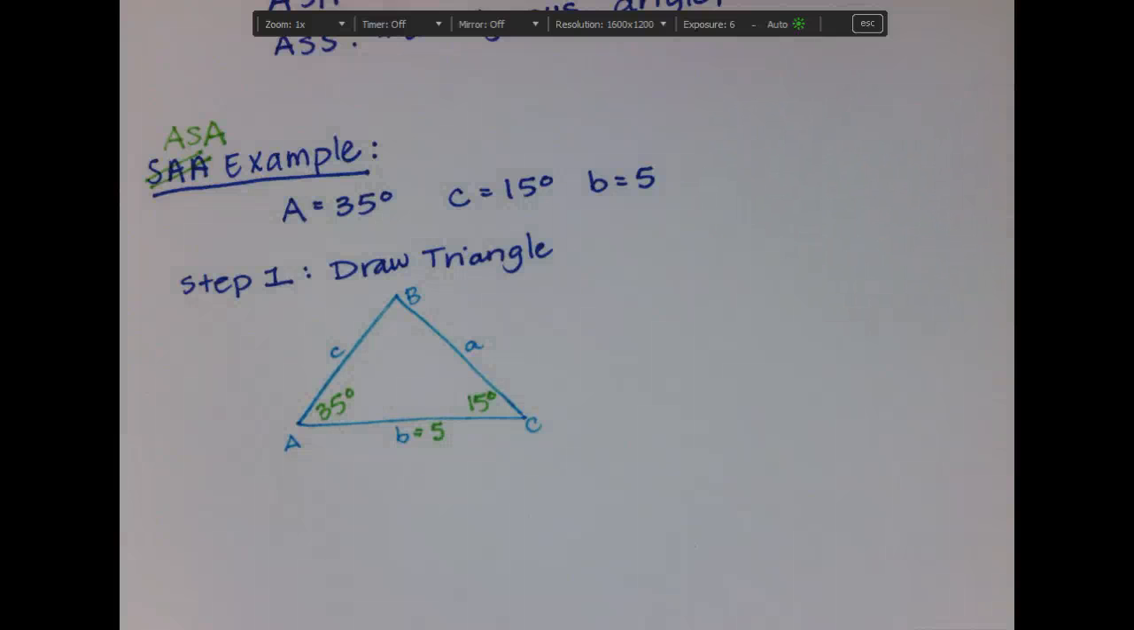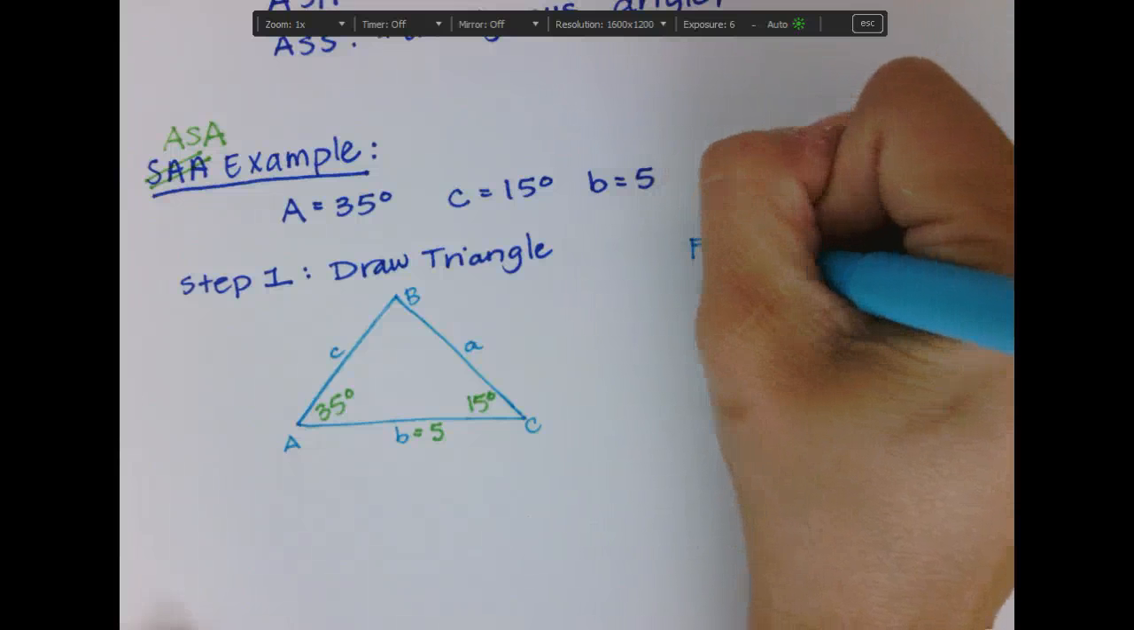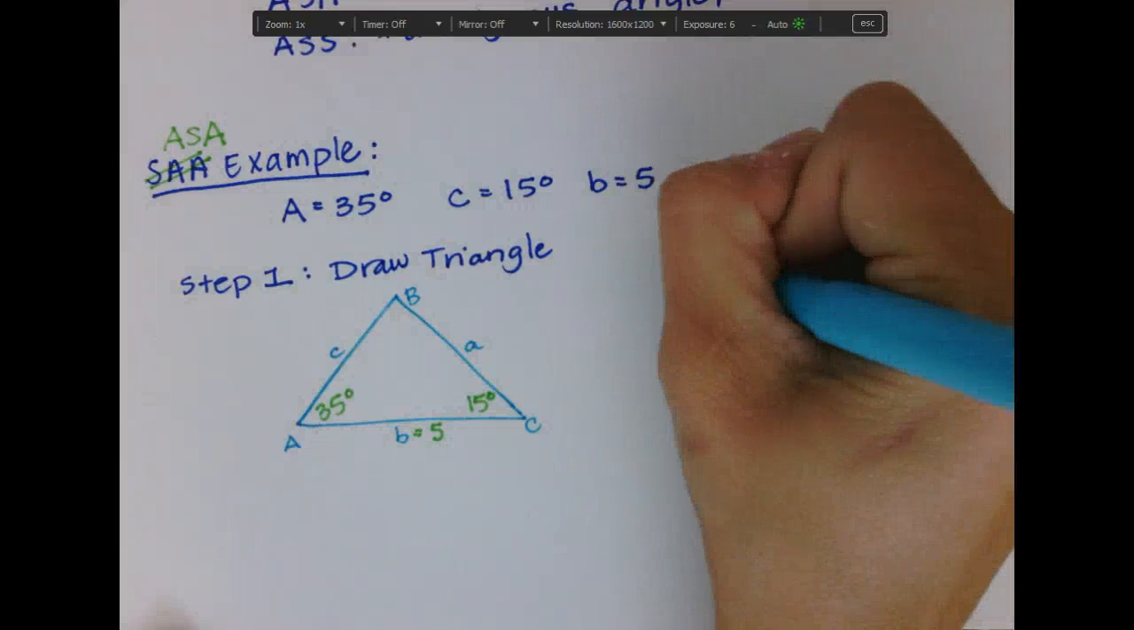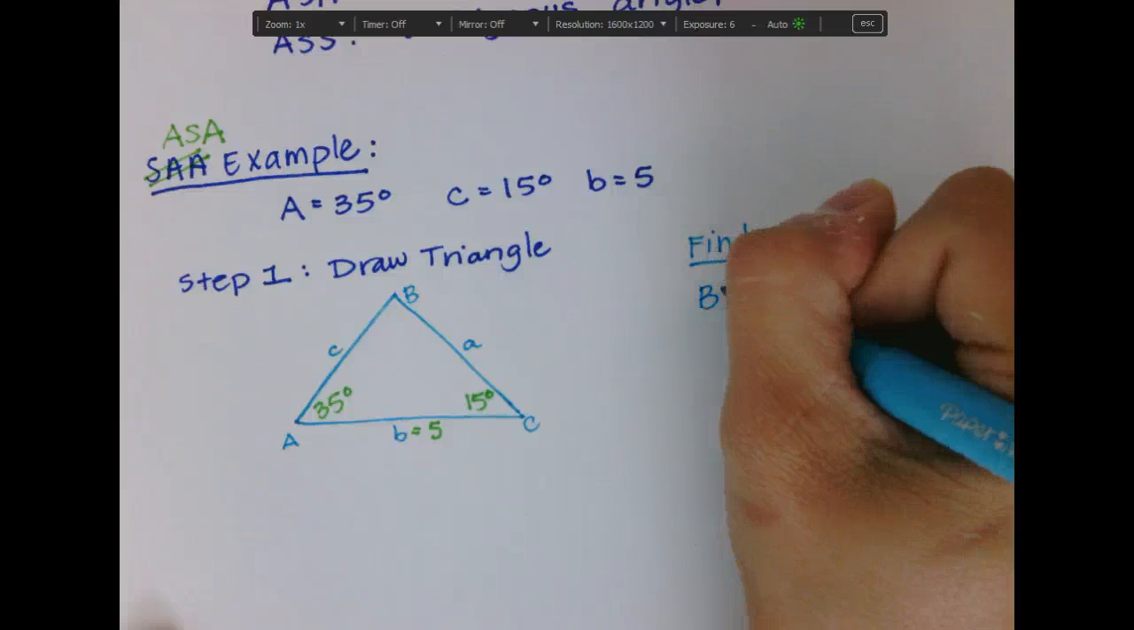Alright, so in order to solve, let's figure out what it is we need to find in order to complete this triangle. So we know angle A and we know angle C, but we don't know angle B.